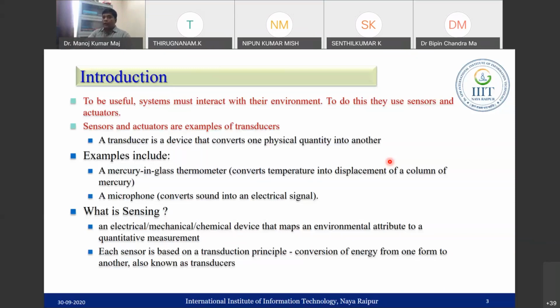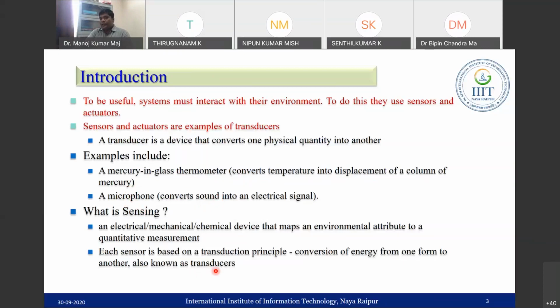Here we can see some examples included, like a mercury in glass thermometer. It can be used as a sensor. It converts the temperature into displacement of a column of mercury, because if the mercury is rising or falling, we can sense the temperature there. So this can be one kind of sensor, and maybe a microphone. A microphone can convert the sound energy from the environment to an electrical signal. So these examples can be included as sensors and actuators.